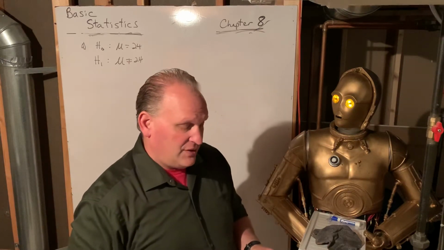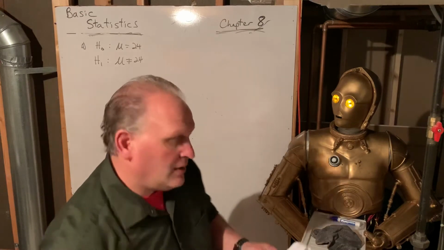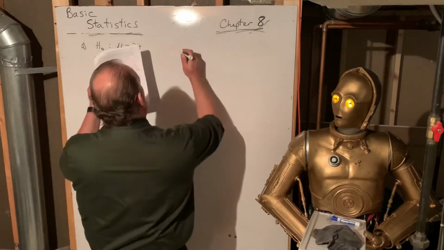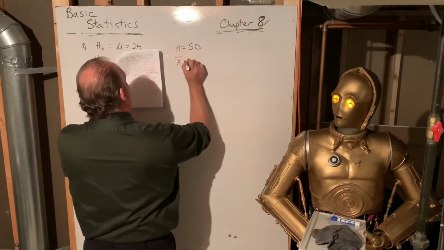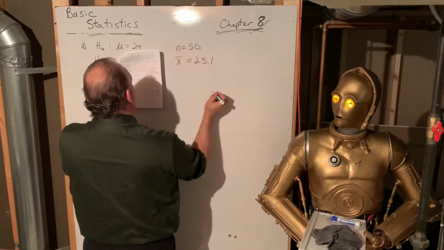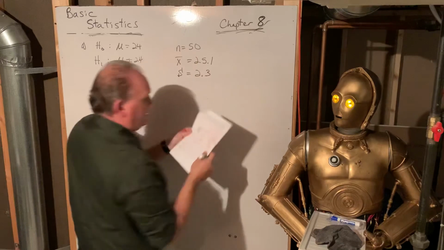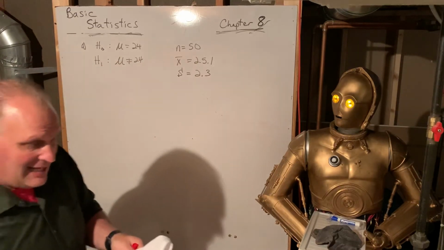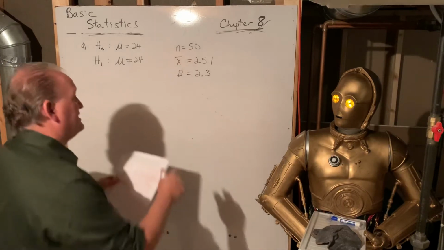They had an average of 25.1 years old when they were first married. Oh, this is about the first marriages. So there were 50 couples they looked at. The mean was 25.1, not 24. And the standard deviation of the sample was 2.3. We do not have the standard deviation of the population here. We only have the sample standard deviation.